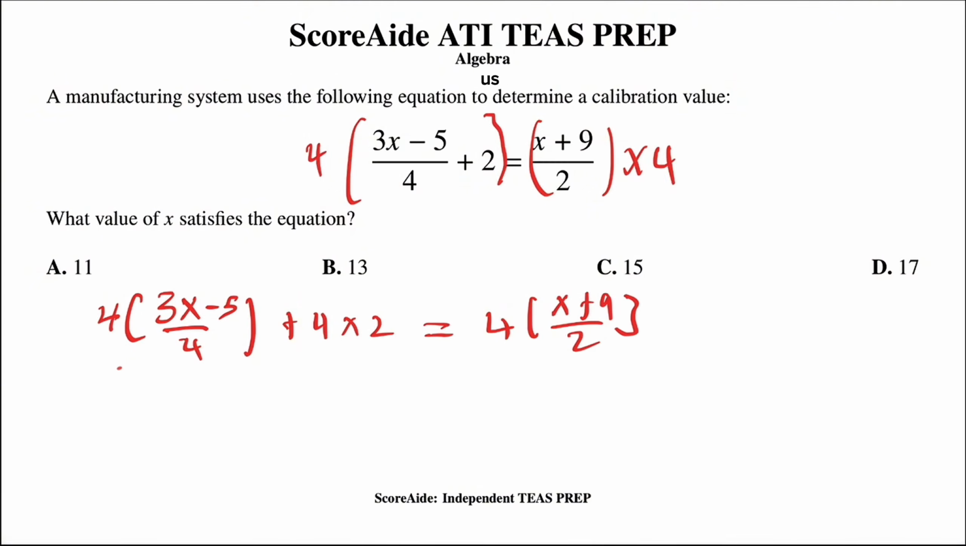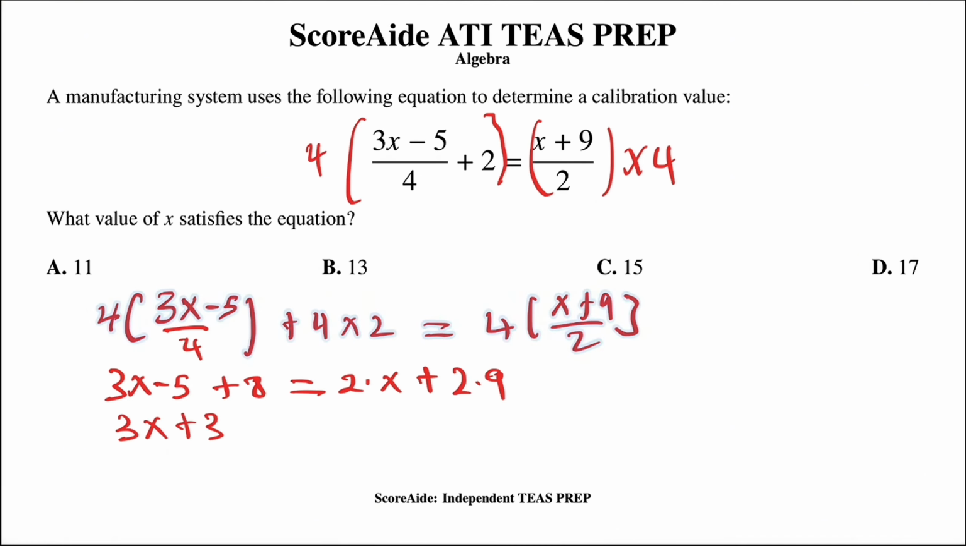So this is going to give us 3x minus 5, because 4 cancels out, plus 8, which is equal to 2, since 4 cancels with 2 twice, so we're going to have 2 times x plus 2 times 9. If we simplify this, we're going to have 3x, and minus 5 plus 8 is going to give us 3, which is equal to 2x plus 18, right?